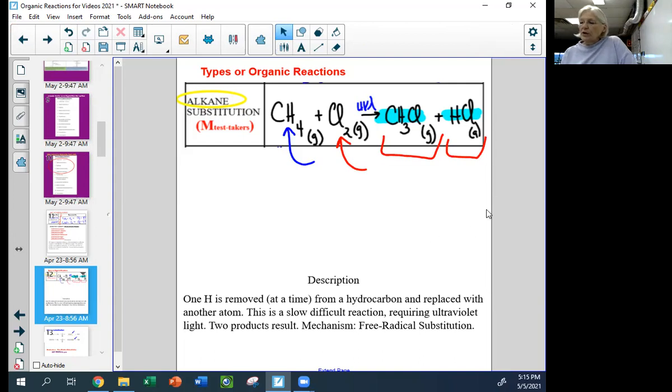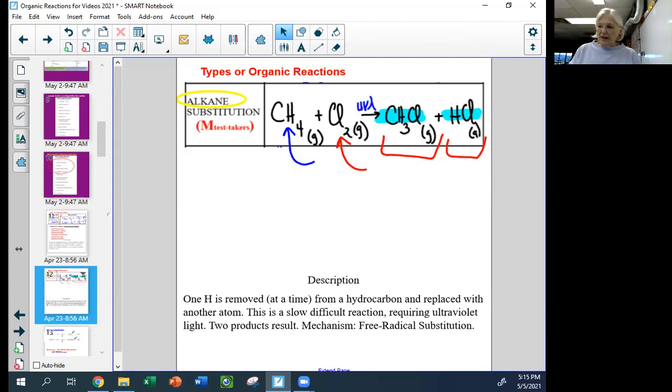You only substitute one chlorine at a time, and notice that it requires, and you need to know this, the special condition of high energy light, UV light. This will not occur in room conditions.